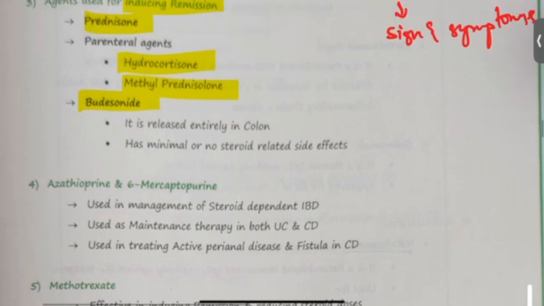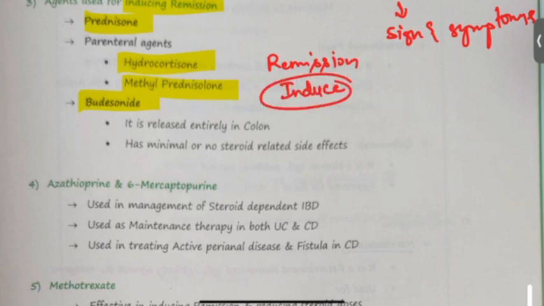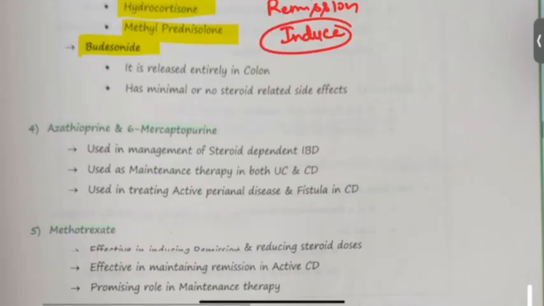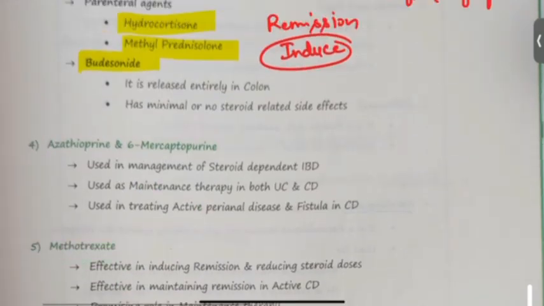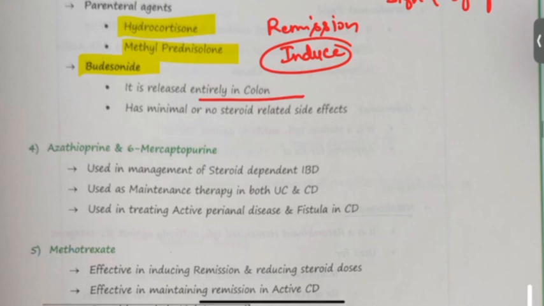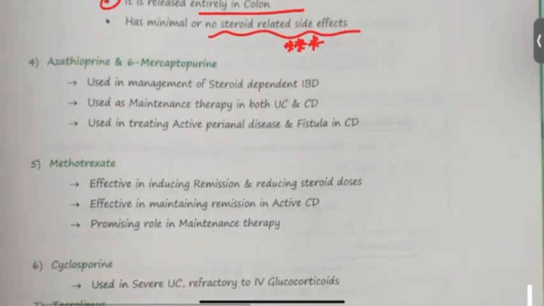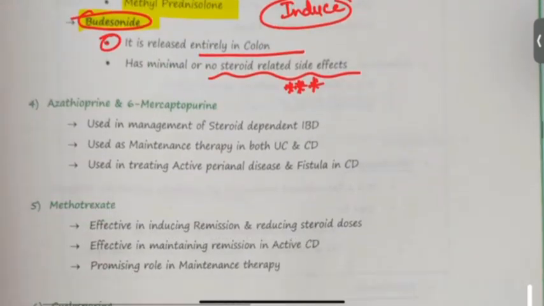So basically all steroids are remission inducing agents. So initially, in order to induce remission, we can use them. After that, we have to use some other drugs for maintenance. Okay. So budesonide is released entirely in the colon, so it is most commonly used, and it has minimal or no steroid side effects. So budesonide can be used because it will involve the entire colon. Okay.